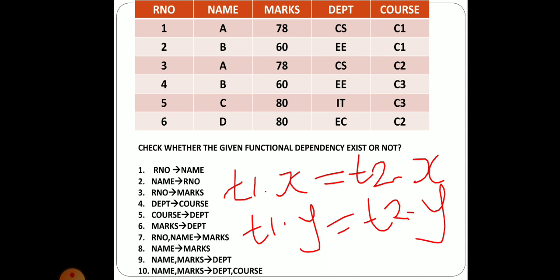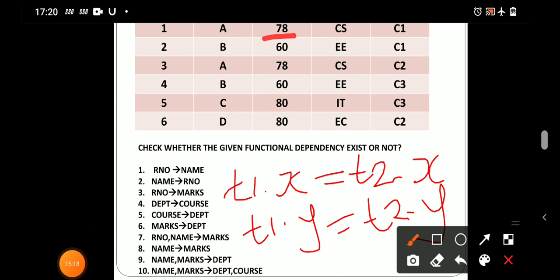Now see the column of marks and the column of department. In marks we have the same marks on two rows, right? 78, and in the third row again we have 78. Now check the department. The marks 78 have the department CS, and the second 78 again has CS. See, this 78 has CS, this 78 also has CS. Okay, there is no problem.